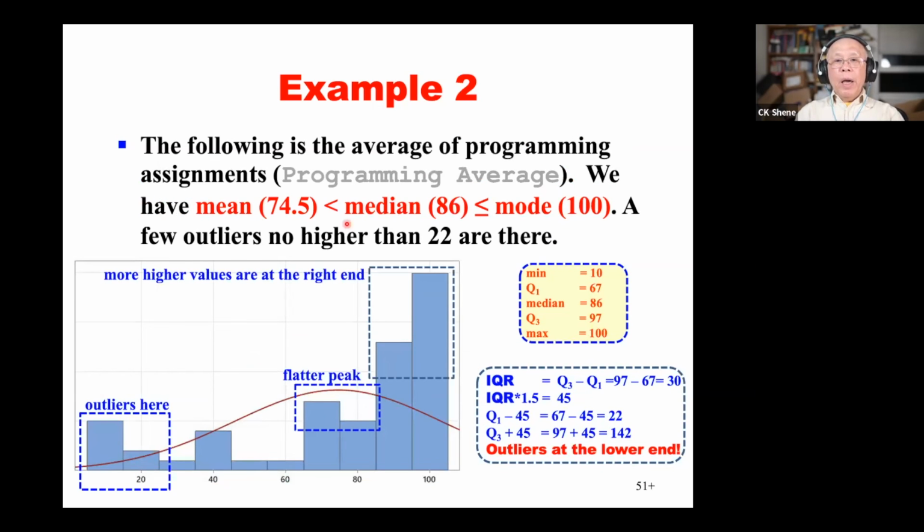Now we see the program average. The program average mean is 74.8, median 86, mode 100. So the IQR is 97 minus 67, which is 30. So IQR times 1.5 is 45. So the range of normal, non-outlier values is from 22 to 142. So we have some outliers here. Again, many people did not submit, and some submitted some ridiculous or nonsense programs.